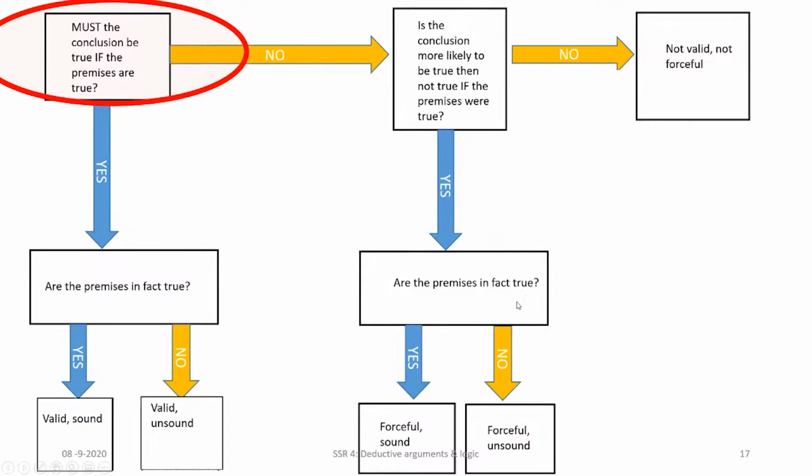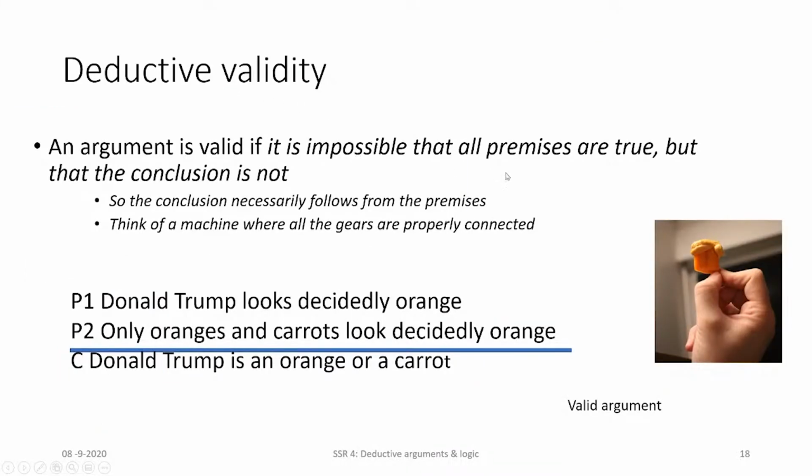So those are all the steps we're taking, and for now we're focusing on that first step. So how do you assess whether something is deductively valid or not? Well, an argument, as I mentioned a couple of times, is valid if it's impossible that all the premises are true, but that the conclusion is not. So the conclusion necessarily follows from the premises. And again, we're talking about the form of the argument, like the gears in that machine.